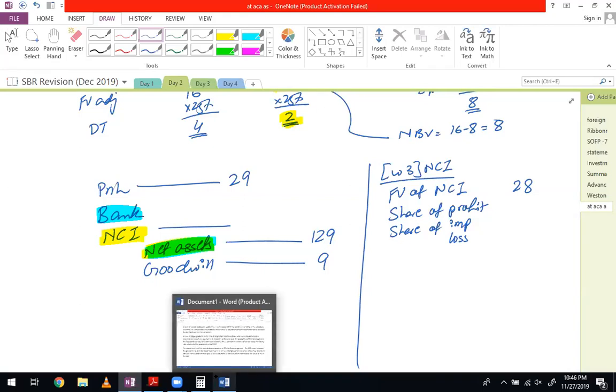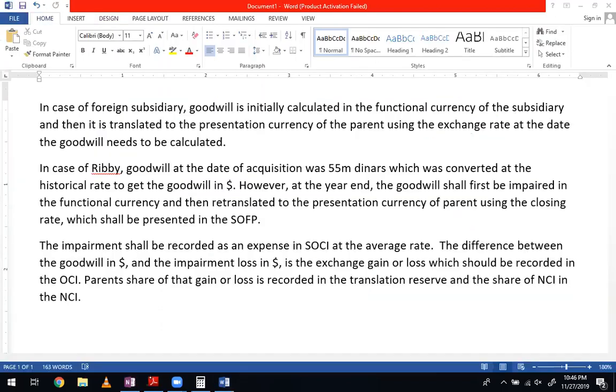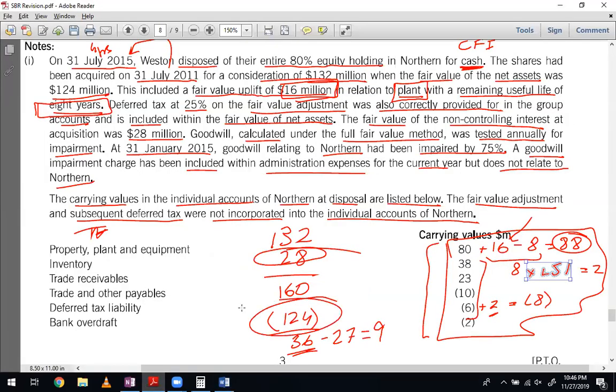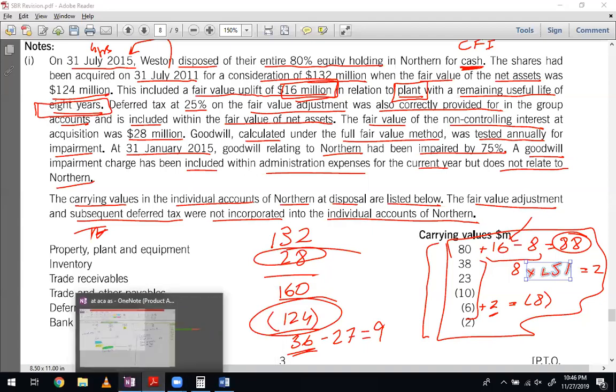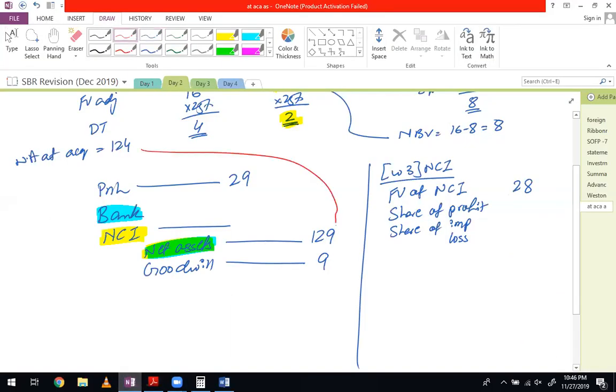So if we calculate the share of profit, the net assets at acquisition were how much? 124. This 124. And the net assets at the disposal are 129. So this means the post acquisition profit is 5 and the NCI's share is going to be 20%, which is going to be 1 million. So 1 million is what we should be adding in 28 while calculating the NCI.